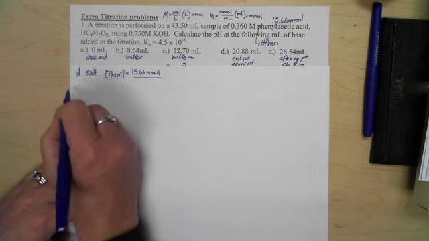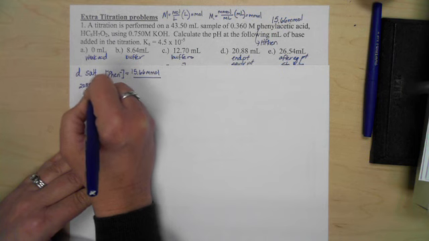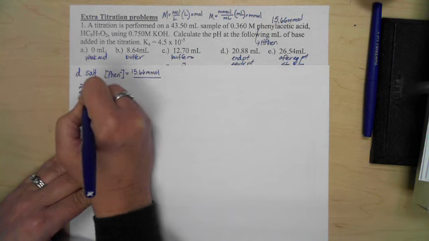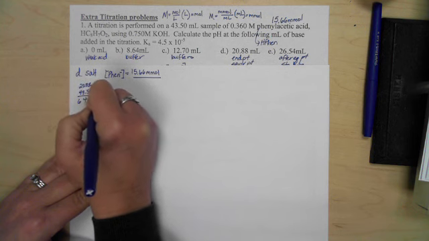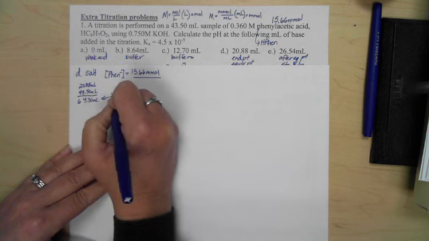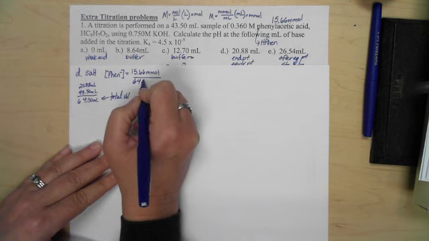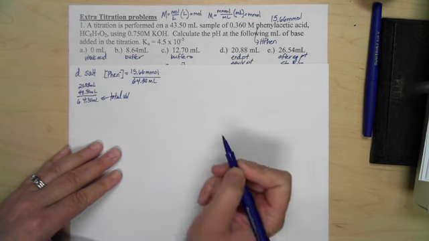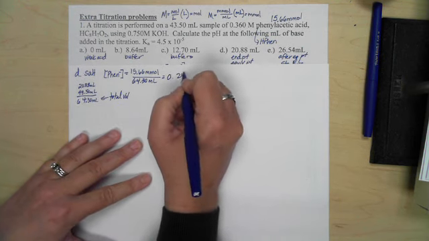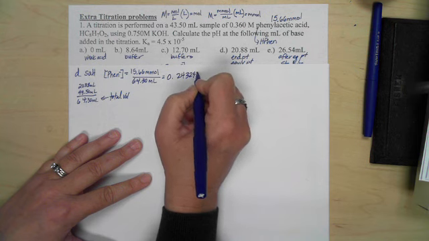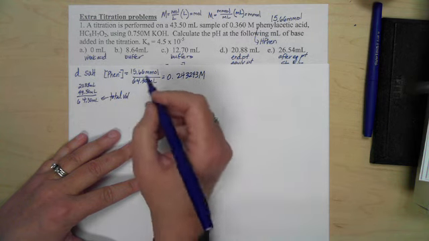But kind of step over here and say at the equivalence point we added 20.88 milliliters. We started with 43.5 milliliters, so we now have a new volume of 64.30 milliliters. This is our total volume. So we're going to put it up here, 64.30, and remember, since we're working in millimoles, we need milliliters. We do that, we find that we get 0.243243 molar.